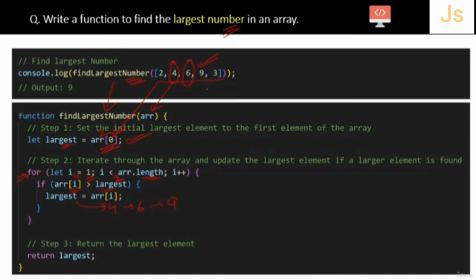But after 9, the next element is 3, and 3 is not greater than the largest number 9 now. So this if condition will be false, and the largest element will remain what? 9, okay? And that is the expected output.